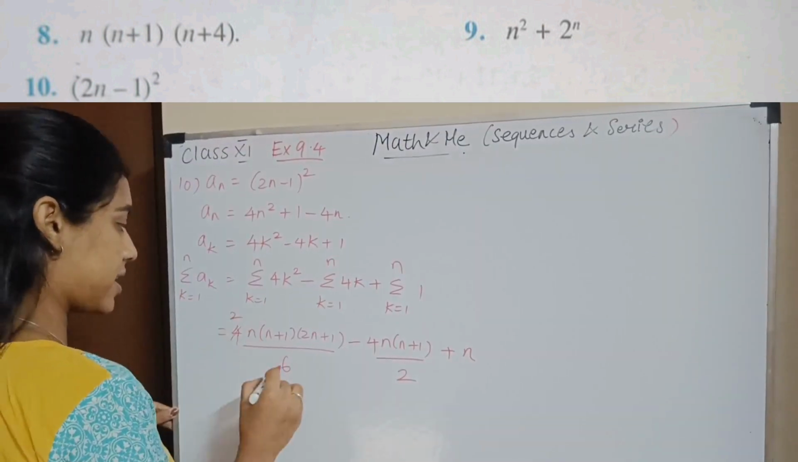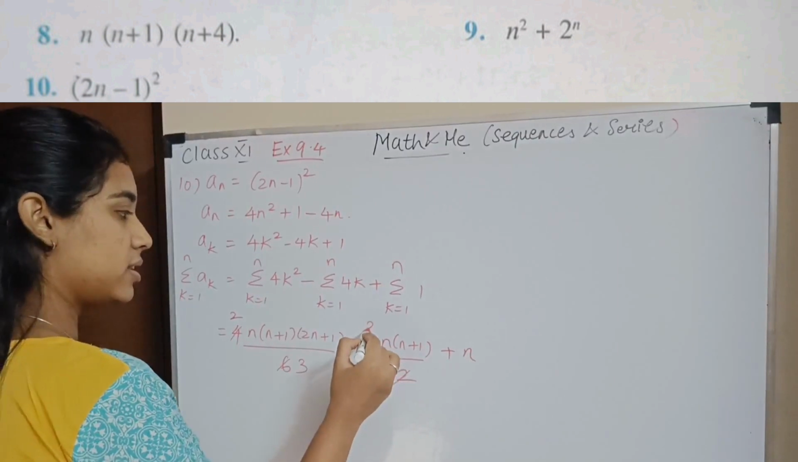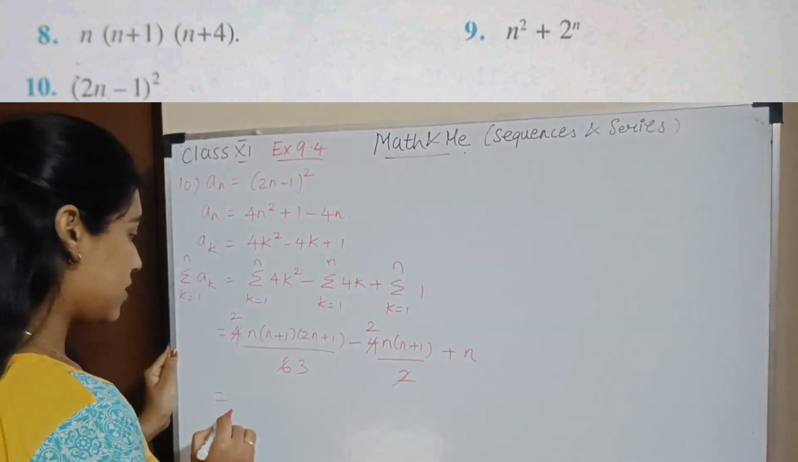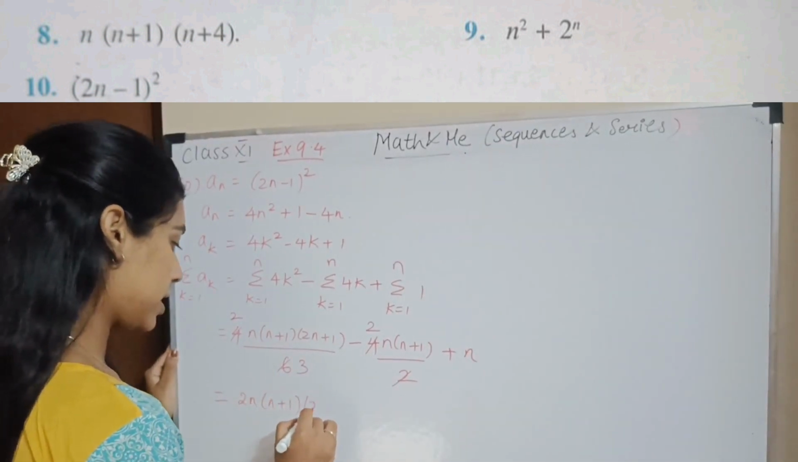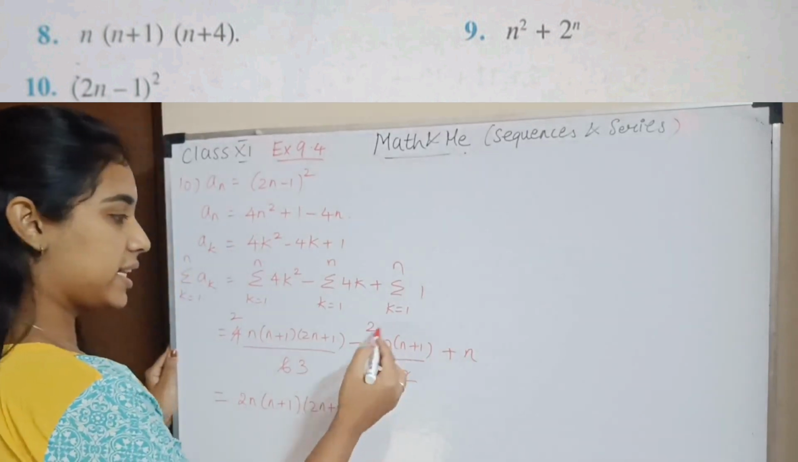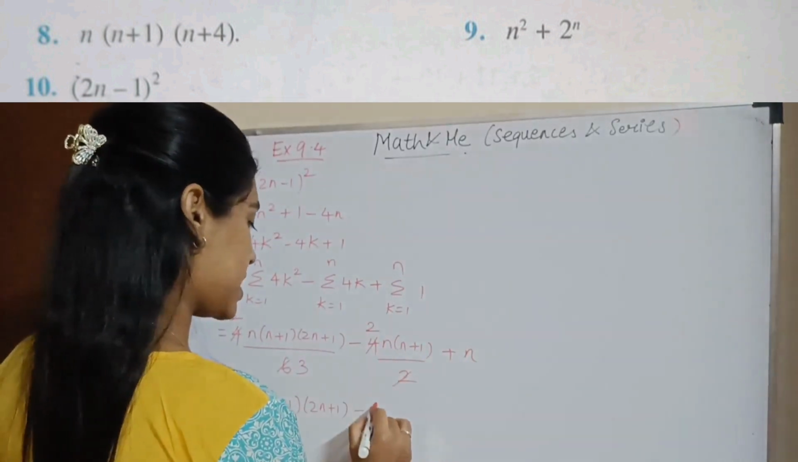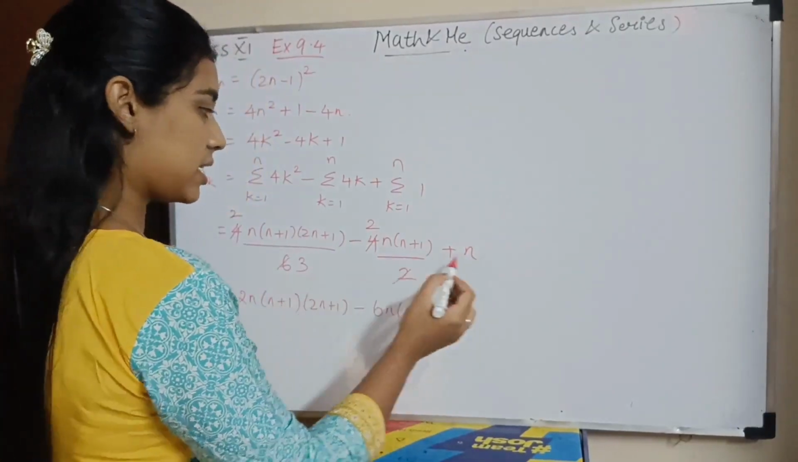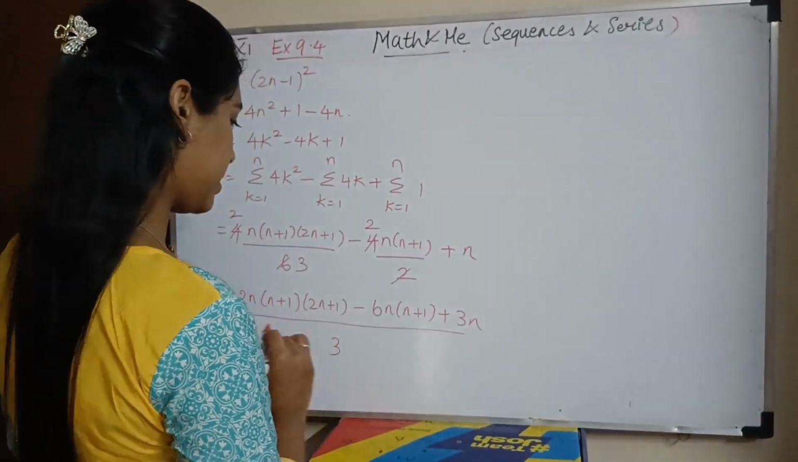So here I can cancel. I have 2 divided by 3. Here I can cancel. This is 2. So what is my LCM? My LCM is 3. So here I have 2n times n plus 1 times 2n plus 1. In that I have to multiply this by 3 to get the LCM 3. So I have minus 2 times 3 is 6, 6n times n plus 1 plus 3, all multiplied, I have 3n, the whole divided by 3.